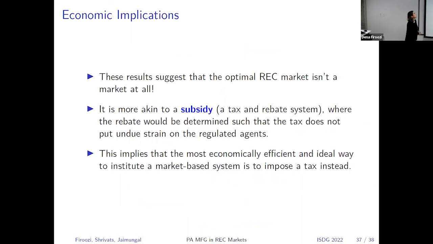So all in all, this means that indeed an optimal REC market is not a REC market. It is more like a subsidy, a tax and rebate system. Based on our model and our analysis, the most economically efficient and ideal way to set up a market-based regulation is just by imposing a tax. This is an interesting result because there are always discussions around which regulation is really more effective. We haven't modeled taxation explicitly in our model, but this is the result that we get when we optimize and find an optimal non-compliance penalty function for the regulator. So the taxation system is optimal here.